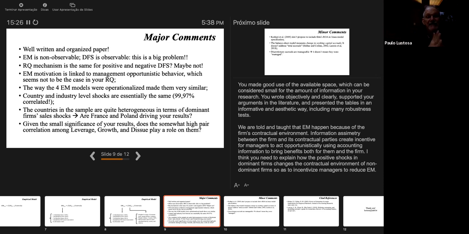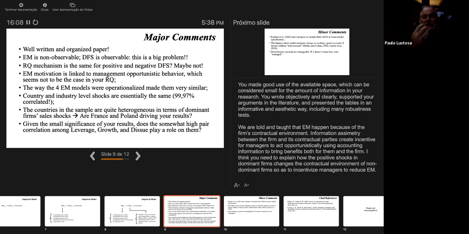Country and industry level shocks, as I have already said. The countries in the sample are quite heterogeneous in terms of dominant firm sales shock. Are France and Poland driving your results? This is a question I don't know. You have 7 points of shock in France and 3 points of shock in Poland, and the other countries are between 0 and 0.5, 0.6, something like this. So are France and Poland driving your results?